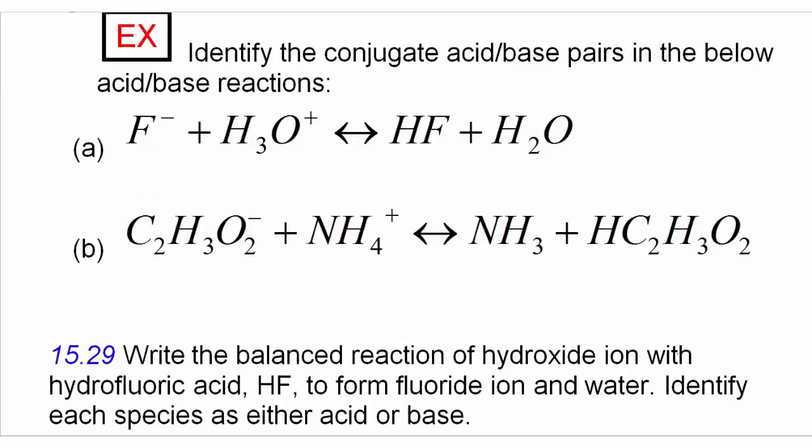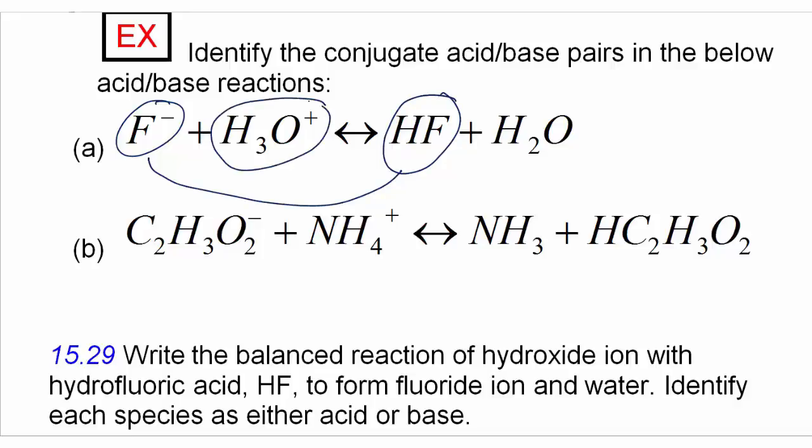So let's take a little practice here. Identify the conjugate acid-base pairs in the below acid-base reactions. So that's not too bad. Fluoride has to get paired up with hydrofluoric acid because they differ by one H+. Hydronium ion and water. There's my conjugate acid-base pairs.